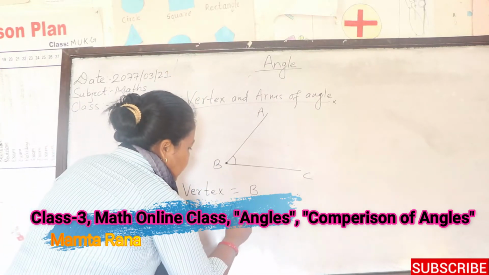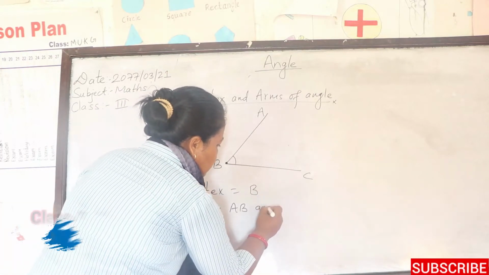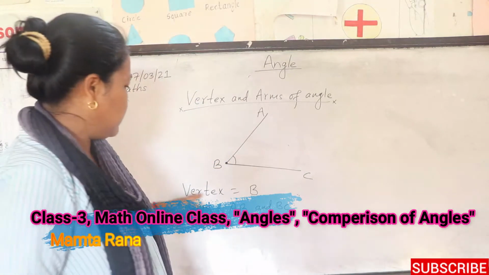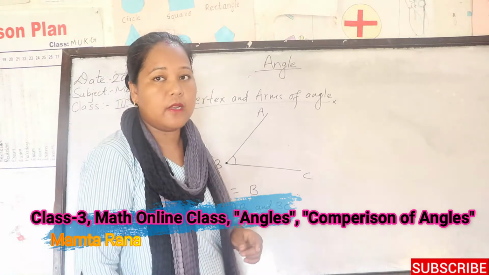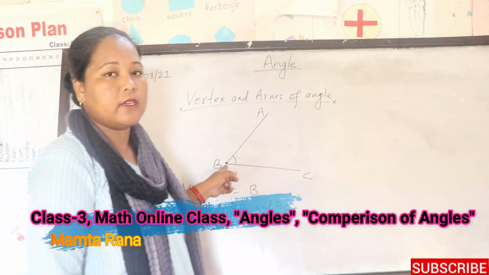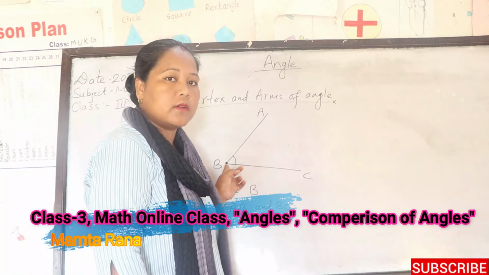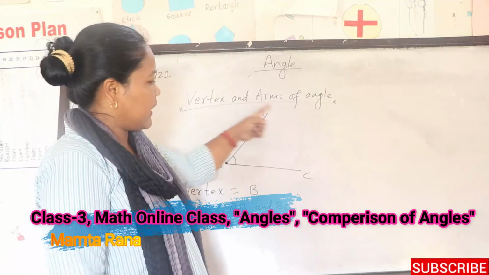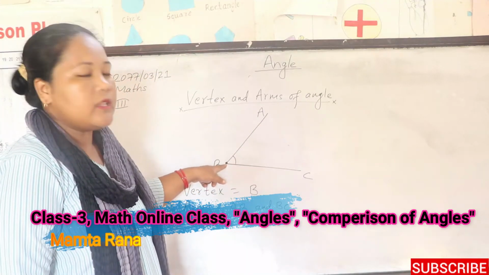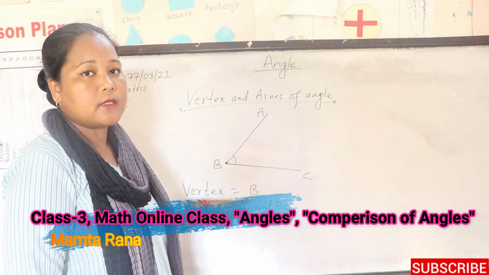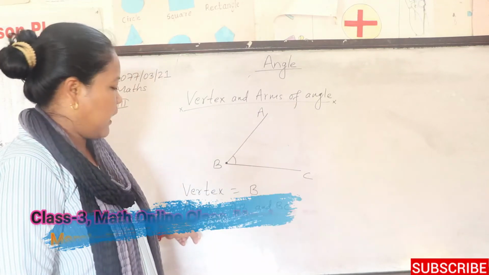So AB and BC. Okay, students, again, vertex. Vertex means where the angle is formed. In which point the angle is formed, that is the vertex of the angle. So here in this picture, in this angle, at point B the angle is formed, so B is the vertex of the angle.